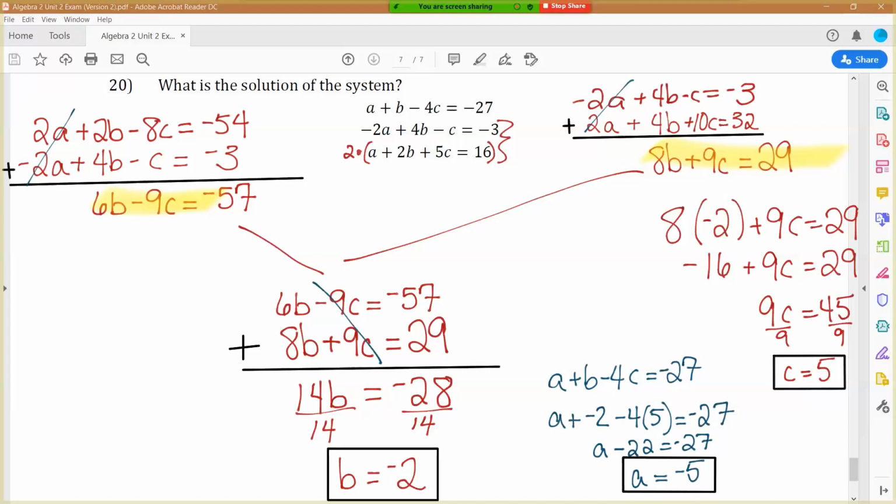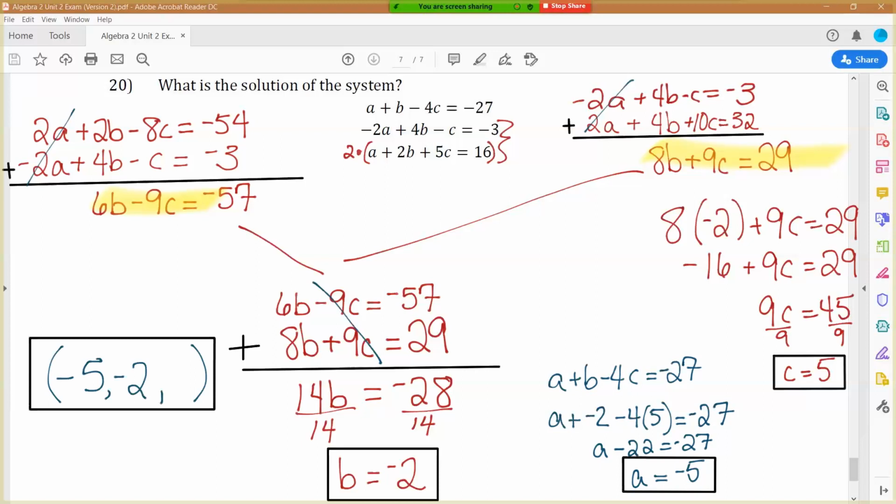I did mine in 2. So here's negative 20 minus 2. Gives me that negative 1. So then I have to write my final answer. My final answer in this case, since I have 3 variables, is going to be an ordered triple. So A comma B comma C, so negative 5, negative 2, 5 is my final answer.